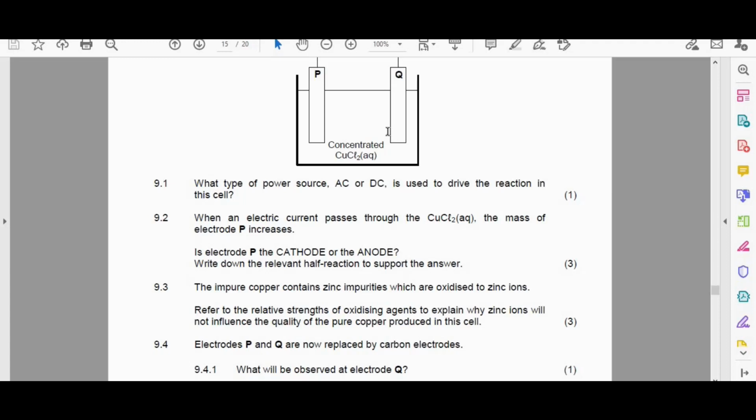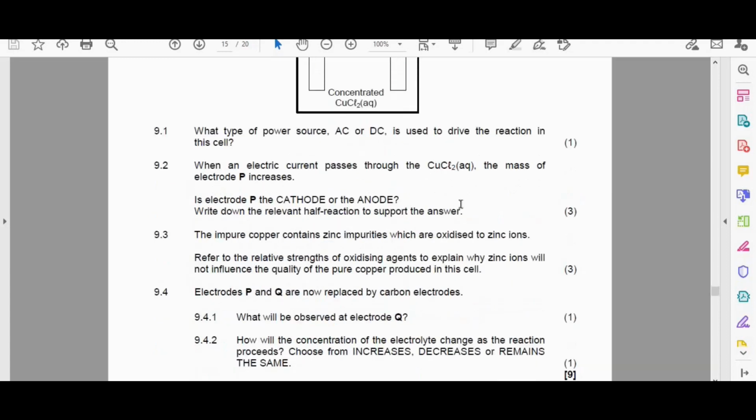And the last question: how will the concentration of the electrolyte change as the reaction proceeds? Choose from increases, decreases, or remains the same. Well, the concentration would definitely decrease because you are oxidizing and you are reducing. You've got 2 electrodes, you're trying to separate copper chloride, so definitely the concentration is going to be reduced.